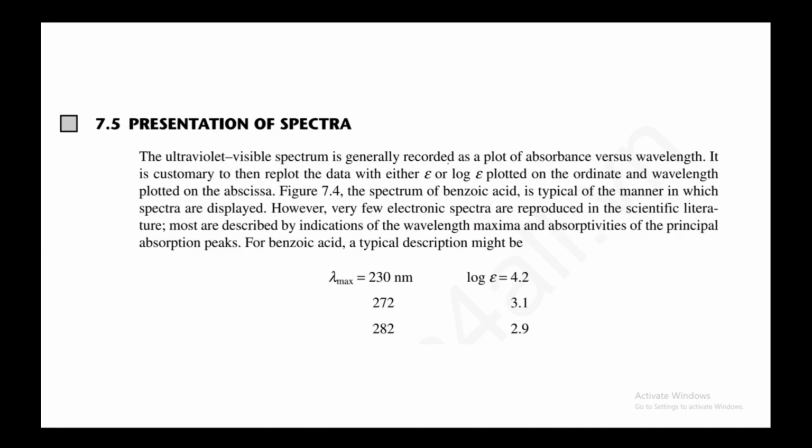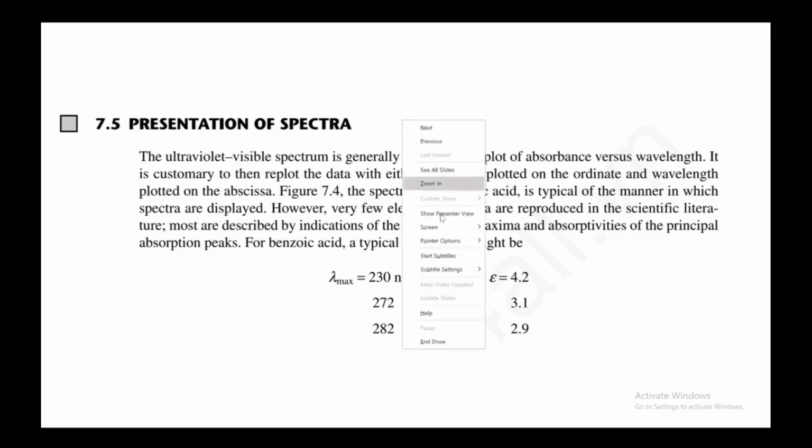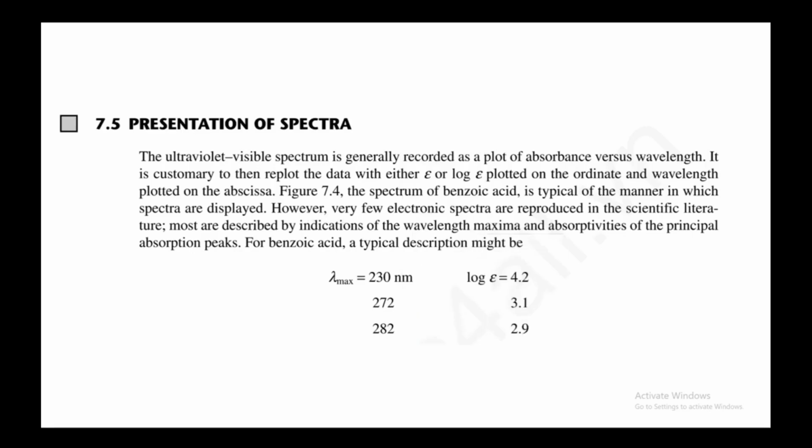So I'm taking straight away the notes from that book, and let's start with this one. Okay, let me grab a pen. Okay, I have a pen. So the topic is presentation of spectra of UV visible spectroscopy, chapter 7 of Pavia, topic 7.5.